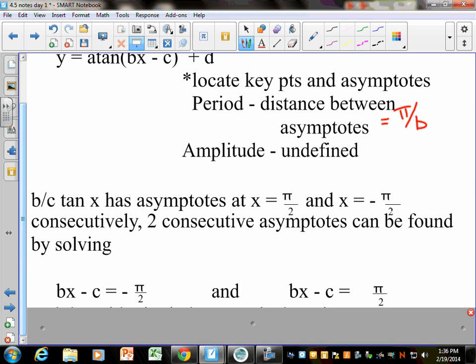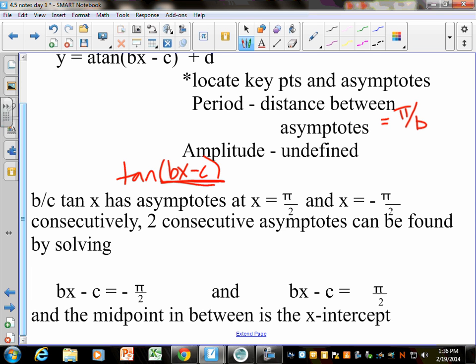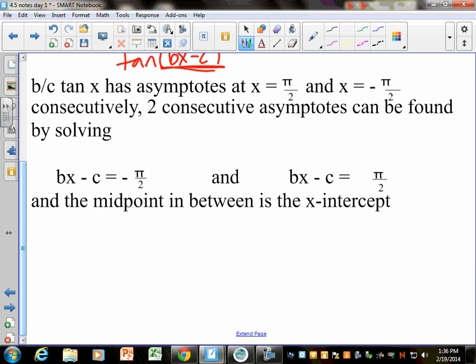So you're going to set bx minus c. Notice that's like tangent of bx minus c. So whatever is here with tangent, set equal to the normal 2 asymptotes, which is pi halves and negative pi halves. And every single time, halfway in between your asymptotes, or the midpoint, will always be at 0, which is super great. And then it just makes those S shapes.